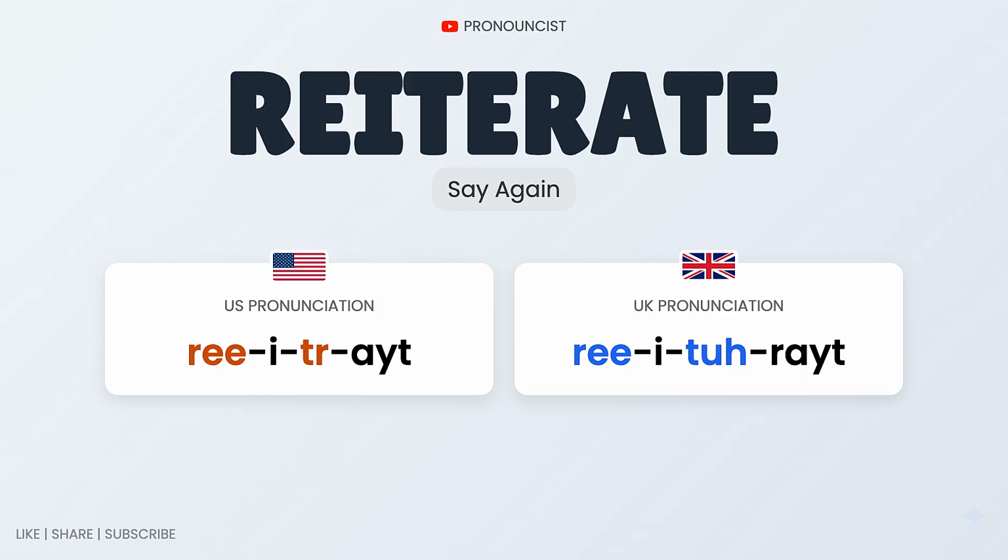Reiterate. US, reiterate. UK, reiterate. Don't drop the I. Practice repeatedly and you'll soon be able to say this word perfectly. The best way to practice is to repeat the syllables multiple times.